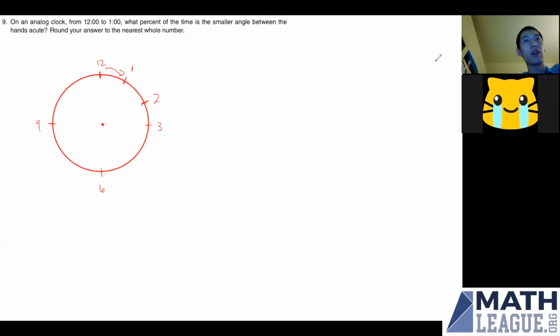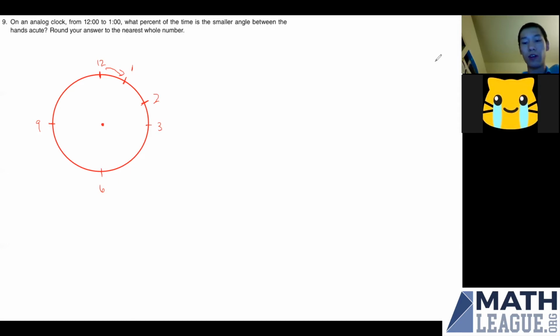And so you could do this, right? You could just figure out when the angle is acute, because you can probably tell when it goes from acute to obtuse and then back to acute. You can figure out exactly what times that happens, but that's kind of difficult. So we're going to approach this in a different way that will be useful for a lot of other clock problems in general. We're going to figure out how fast the clock hands move relative to each other.